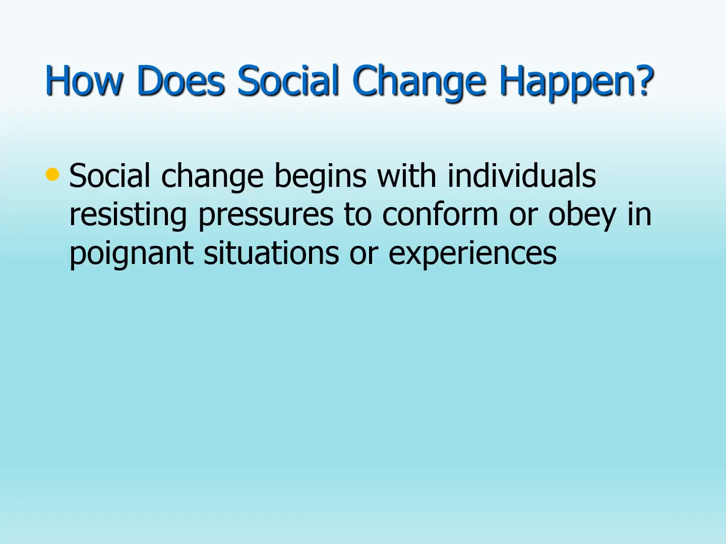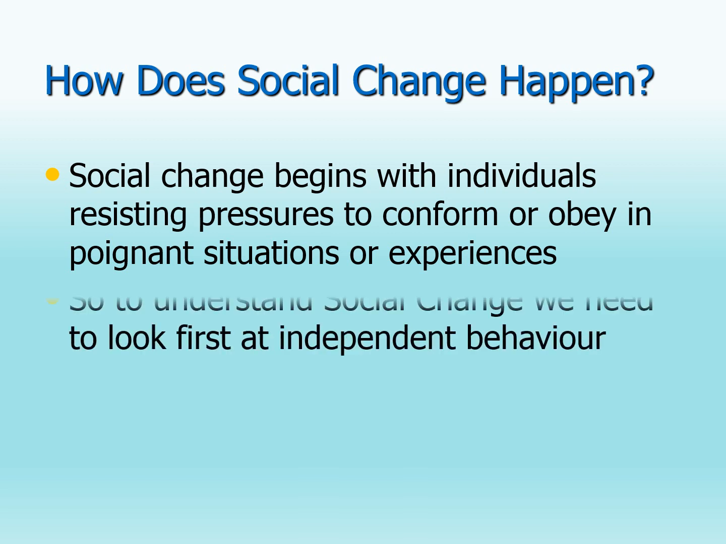So how does this happen? It begins with individuals resisting the pressure to conform and obey in poignant situations or experiences. So this is just important situations, special situations, special experiences. But we need to look at independent behaviour, we need to look at how people resist that. We've already looked at that in terms of minority influence, because people have to resist the majority influence in order to actually be a minority.